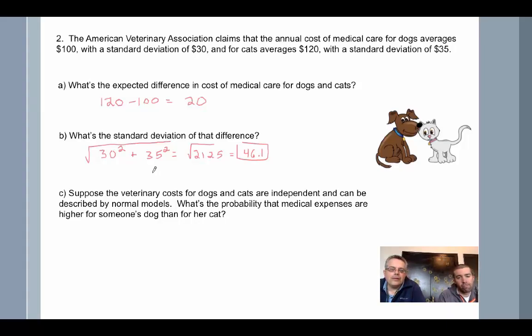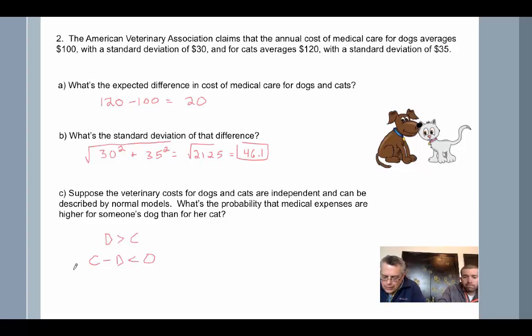Suppose the veterinary costs for dogs and cats are independent and can be described by normal models. So now we can assume the difference is a normal model. What's the probability the expenses are higher for someone's dog than for a cat? So could you write D greater than C? Doing some algebra, that would mean C minus D is less than 0. Why do we do that? Because our random variable is C minus D. If the cost for a dog is bigger, then C minus D would be less than 0. So we had to write this in terms of what we already did.